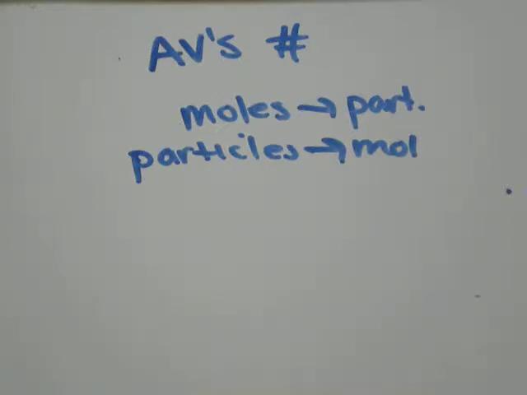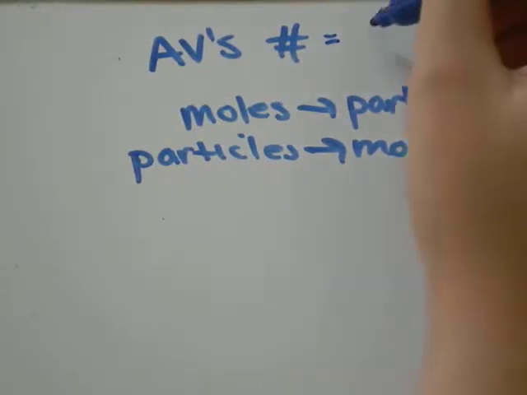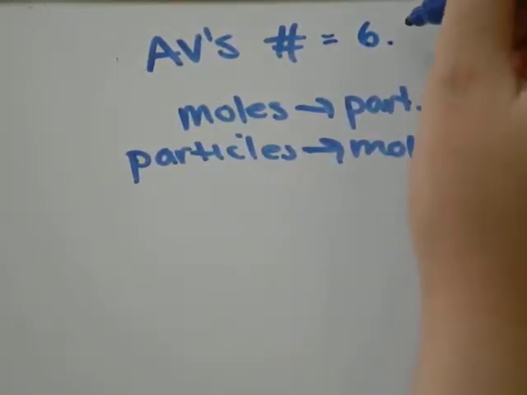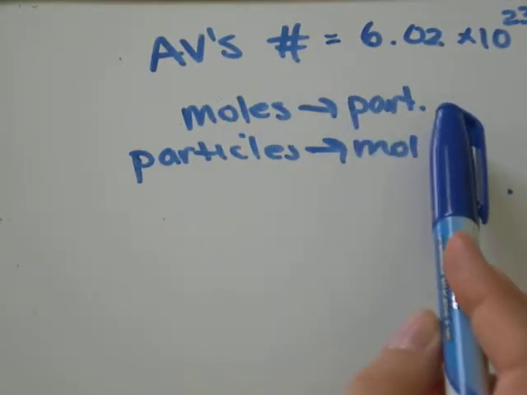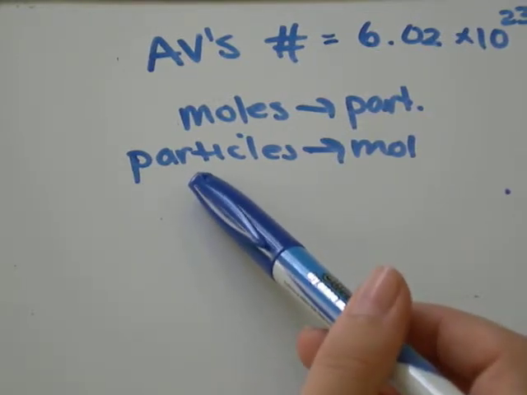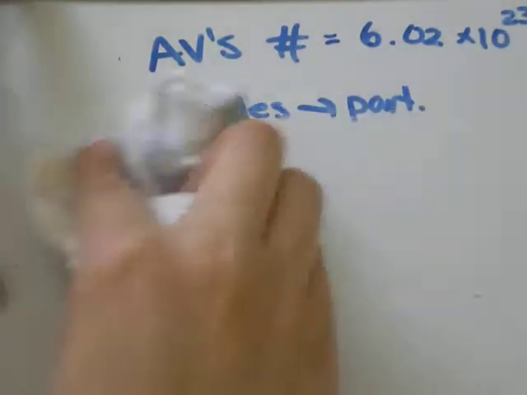So Avogadro found that in any 1 mole of any substance there's 6.02 times 10 to the exponent of 23 particles. So we use Avogadro's number to do conversions from moles into the number of particles, or if we're given the number of particles, to figure out the number of moles we have of a substance. So let's do moles to particles first.